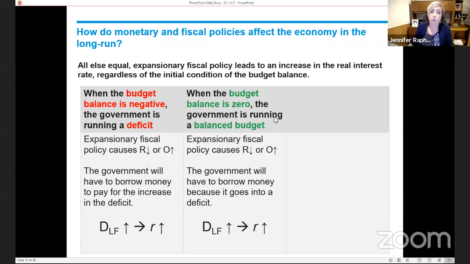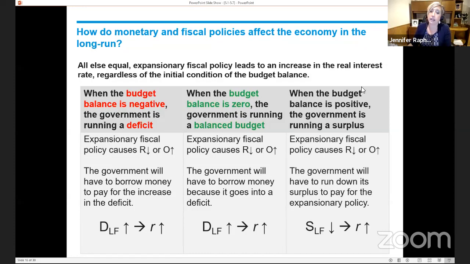real interest rate. When the budget balance is zero, we know the government is running a balanced budget, but again, ceteris paribus, expansionary fiscal policy is going to cause receipts to go down and/or outlays to go up, which will put the government budget balance into a deficit, again requiring the government to borrow money, which leads to an increase in the demand for loanable funds and an increase in the real interest rate.